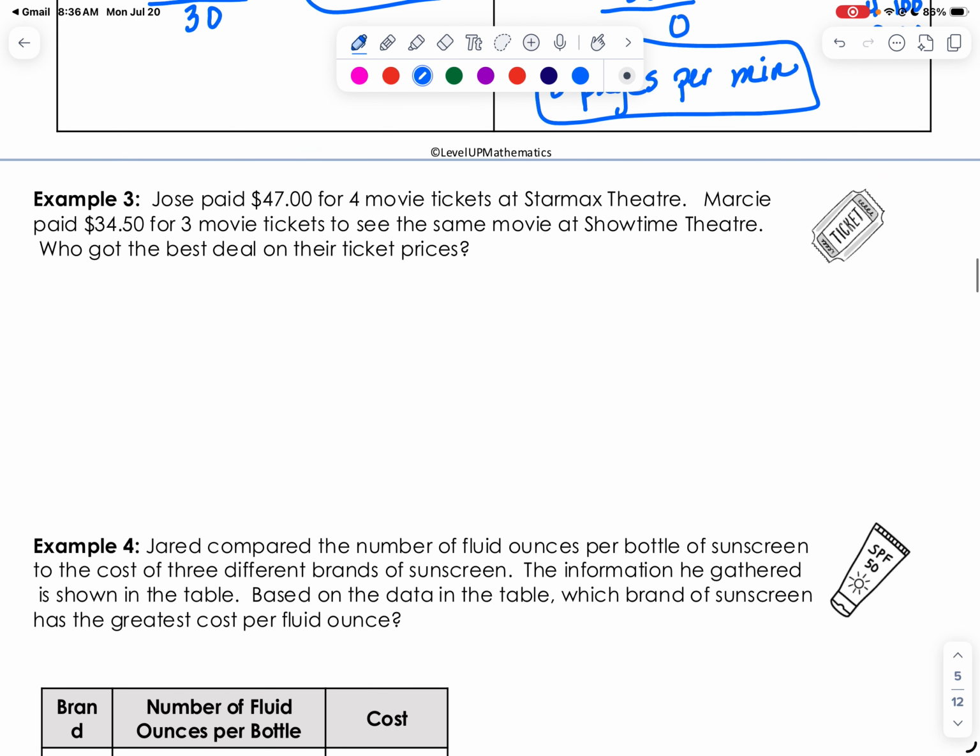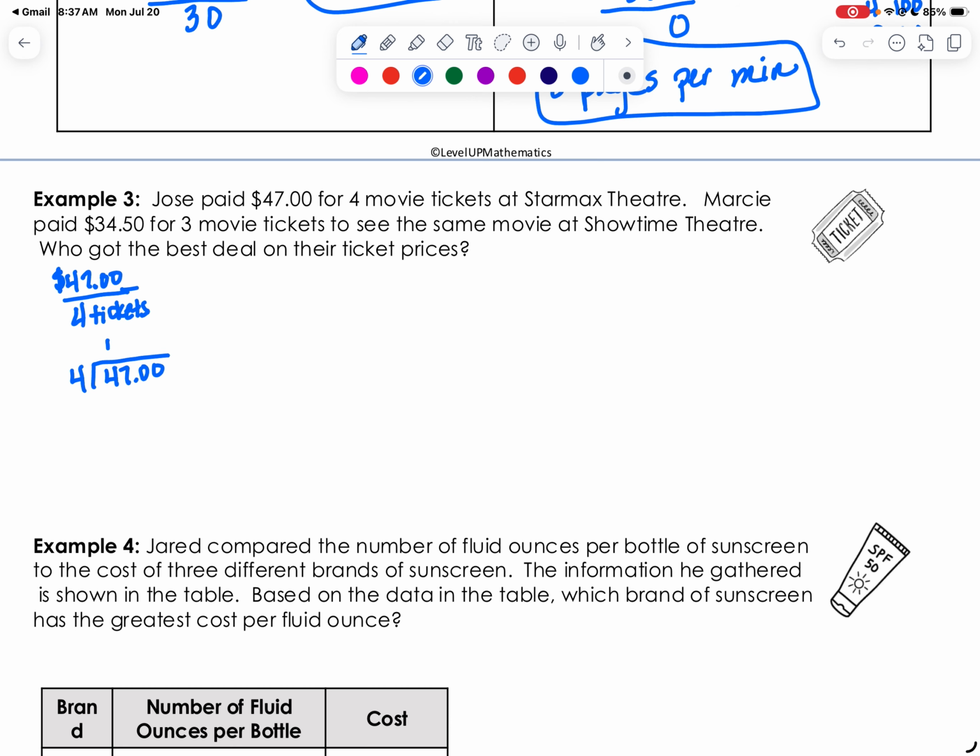All right, example 3. Jose paid $47 for 4 movie tickets. Marcy paid $34.50 for 3 movie tickets to see the same movie at Showtime Theater. Who got the best deal on their ticket prices? So my first rate was $47 for 4 tickets. Now, that's a rate, but it's not a unit rate or a price per ticket.